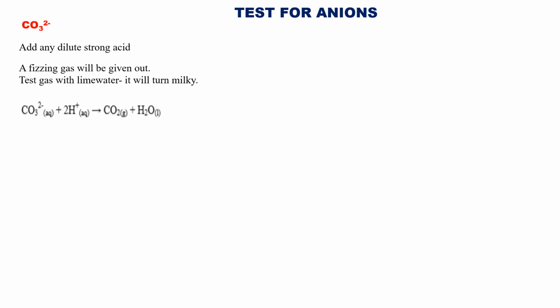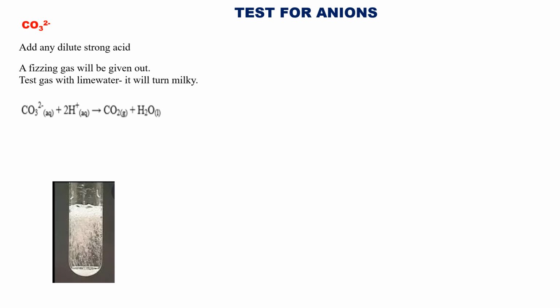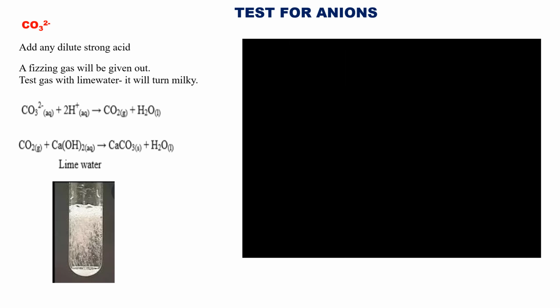This is the reaction that happens between the carbonate ion and the acid. So the carbonate ion reacts with the H plus to give you carbon dioxide and water. And the test for carbon dioxide is lime water, which will turn milky. Okay. Lime water is calcium hydroxide. The reason why it is turning milky is due to the formation of calcium carbonate, which is our precipitate. So let's watch this video to see how the carbonate ion can be tested in the lab.